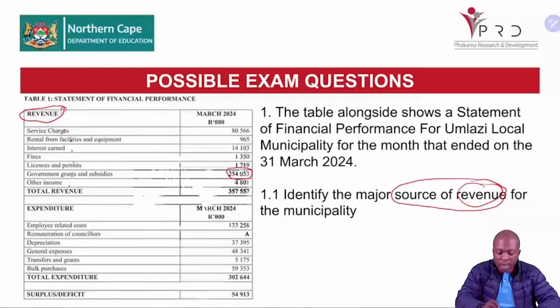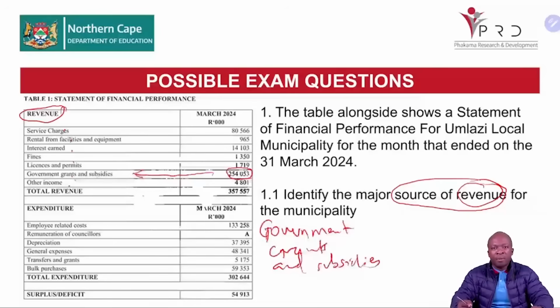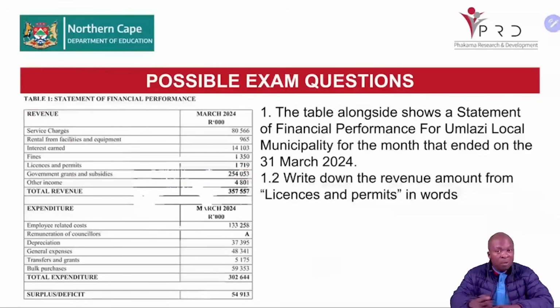So instead of writing the 254,053, you go and write the name. Which name is that? You write government, grants, and subsidies. You write it down. Government, grants, and subsidies. You are done for that question. So how did you get the question? You are highlighting the major points which the examiner asked of you. Let's look at the second one.